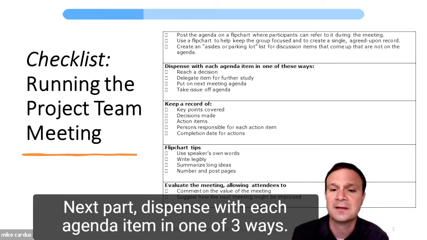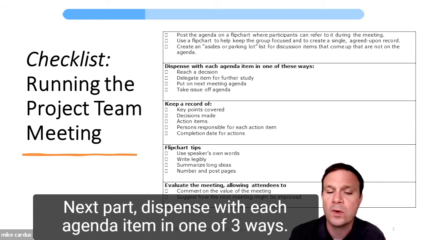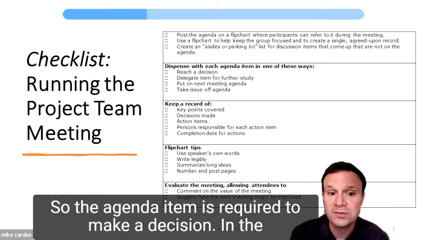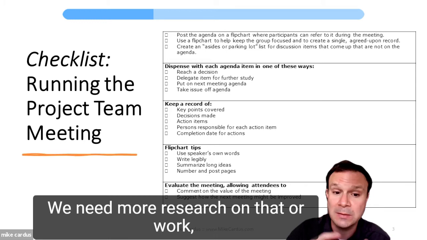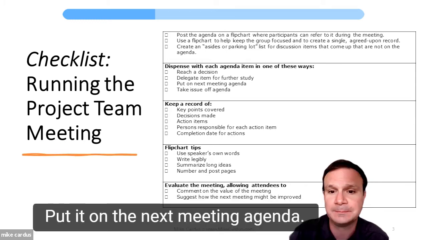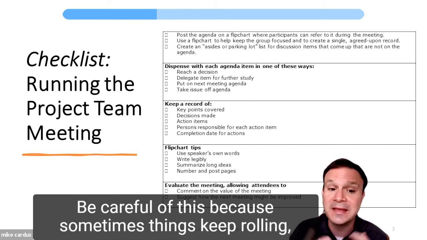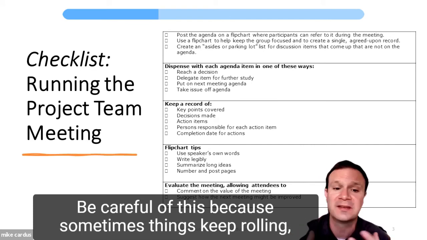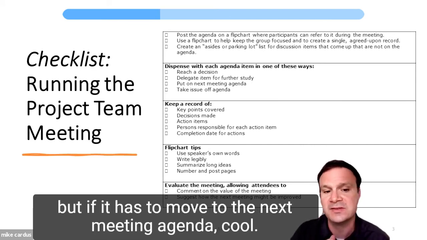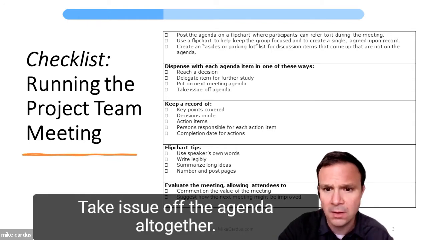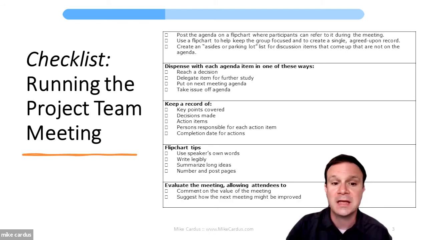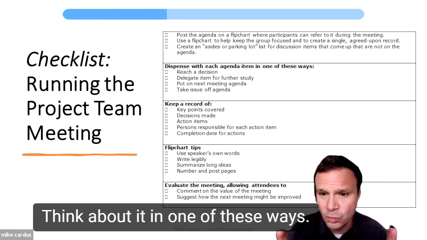Next part, dispense with each agenda item in one of three ways. If the agenda item is required to make a decision in the meeting, you make a decision. Delegate it until further study. We need more research on that, more work. What do we do next? Put it on the next meeting agenda. Be careful of this because sometimes things keep rolling, but if it has to move to the next meeting agenda, cool, move it there. Or take the issue off the agenda altogether. Be removed.